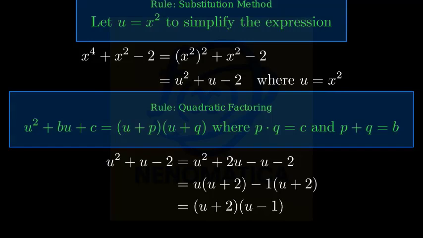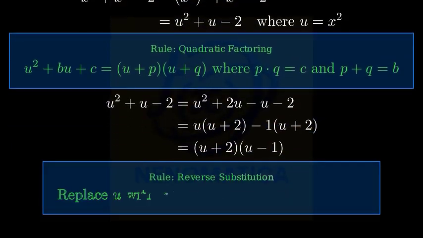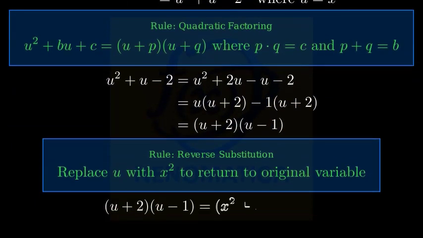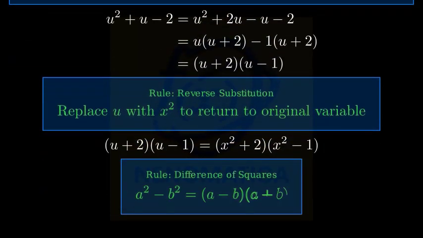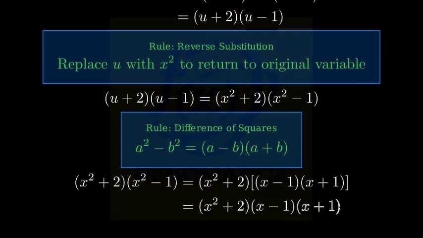The expression u squared plus u minus 2 can be rewritten as u squared plus 2u minus u minus 2. Now, we need to substitute x squared back for u. This gives us the expression x squared plus 2 times x squared minus 1. We can factor the term x squared minus 1 further as the difference of squares. We know that x squared minus 1 can be written as x minus 1 times x plus 1.